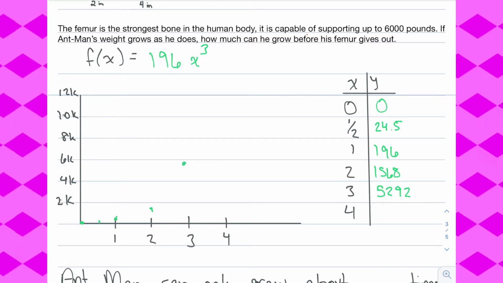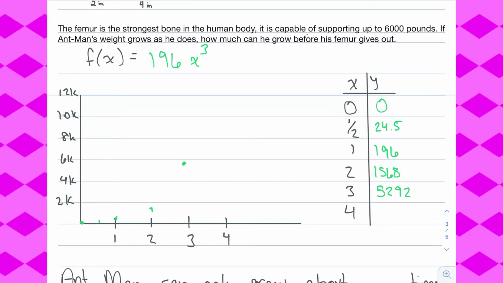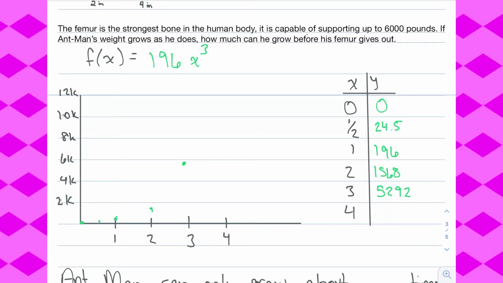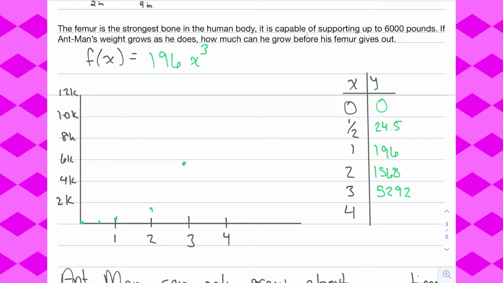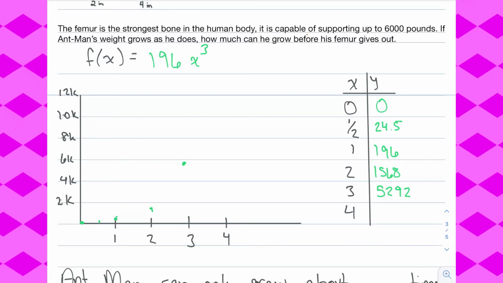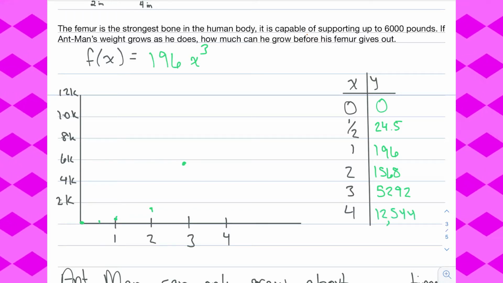Now this is pretty close to the ultimate strength of our femur, but let's go one more step just to see what happens. If he makes himself 4 times his size, that means he's going to be 64 times as massive, 64 times as heavy, which means he'll have a weight of 12,544 pounds.